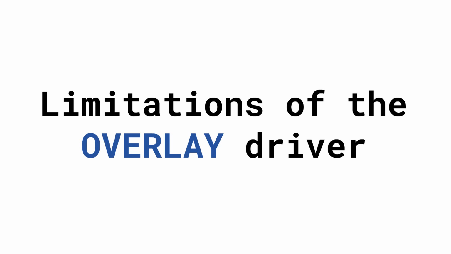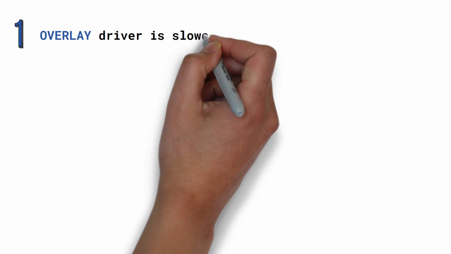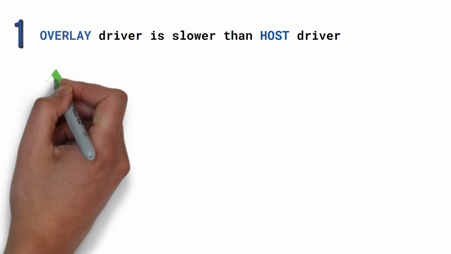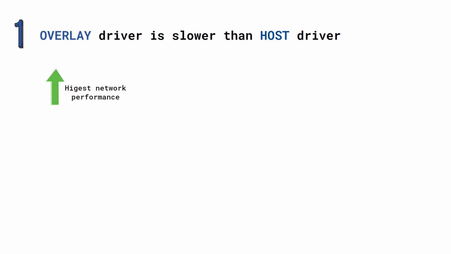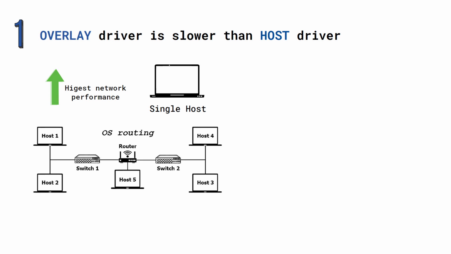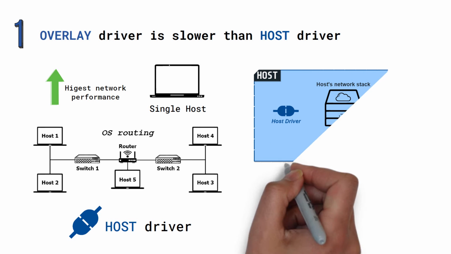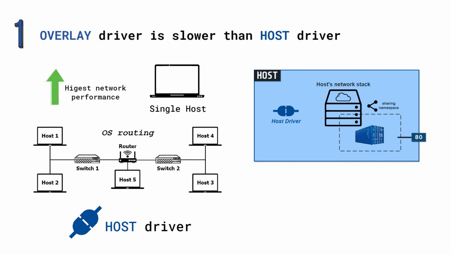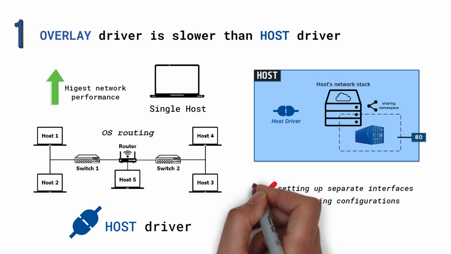The limitations of the overlay network driver are as follows. The overlay network driver is slower than host driver. If you need the highest network performance and your workload is running on a single host, or you are okay with setting up the OS level routing by yourself, then the host driver would be more suitable than overlay. This is because the host driver directly uses the host's network instead of setting up separate interfaces and port mapping configurations.